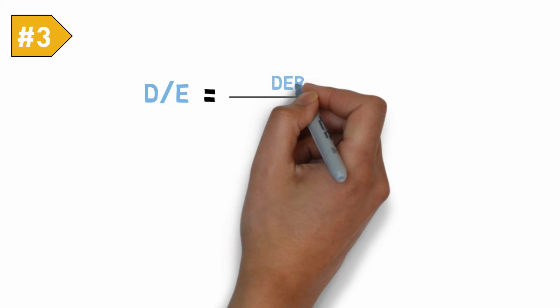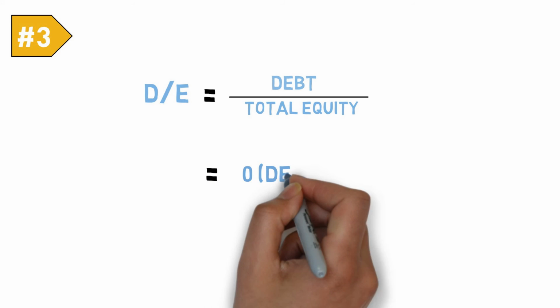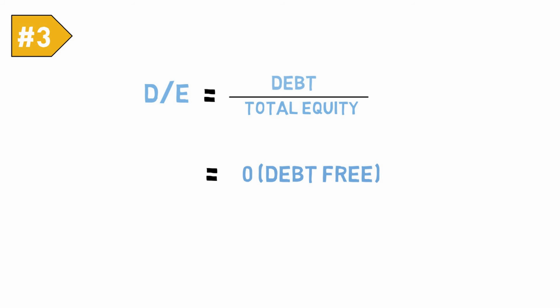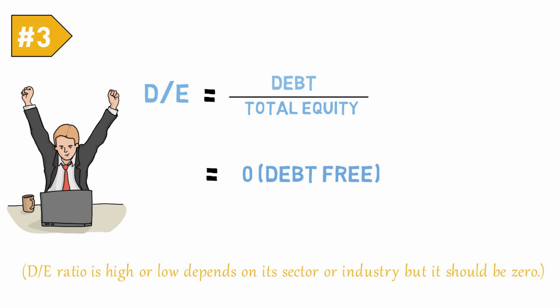Let's move on to debt to equity ratio, which is calculated as total debt divided by total shareholders' equity. As you can see, the total debt for TCS is 0. Thus, the DE ratio also results in 0. Ideally, the DE ratio should be 0.